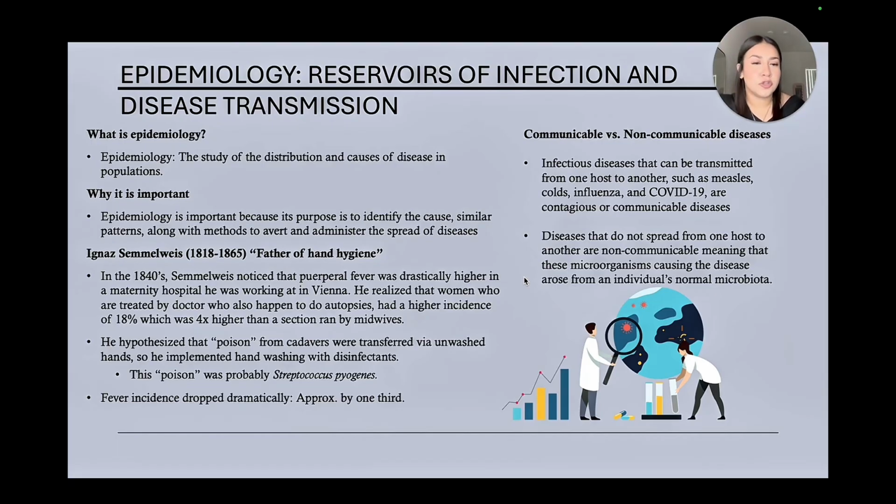Ignaz Semmelweis, also known as the father of hand hygiene, noticed that puerperal fever was drastically higher in women in a maternity hospital that he was working at in Vienna. He noticed that the women who were being treated by doctors who also happened to do autopsies had a higher incidence of 18%, which was 4 times higher than a regular section run by midwives who did not perform any autopsies. He hypothesized that this poison was transferred from cadavers via unwashed hands, so he implemented hand washing with disinfectants.